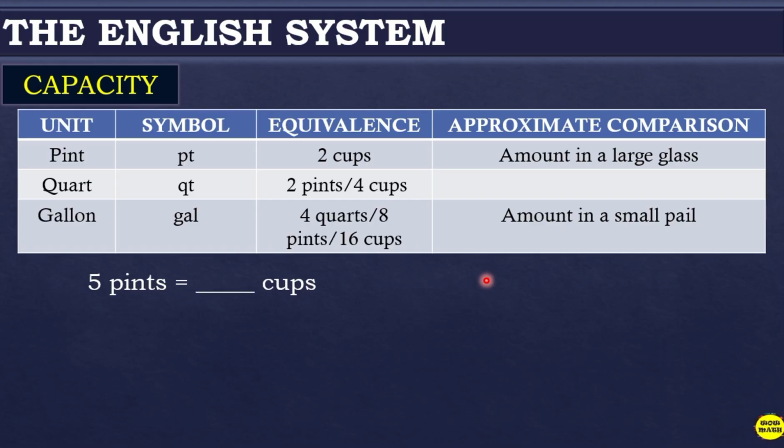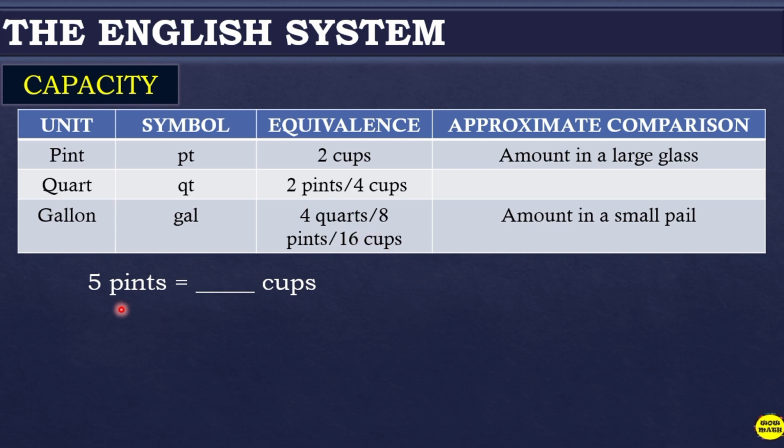So let's have an example. So I have here 5 pints. So again lagi tayong 1 dito. For every 1 pint, 2 cups. For every 1 quart, 2 pints yon, which is also equivalent to 4 cups. For every 1 gallon, that is 4 quarts, which is also equivalent to 8 pints or 16 cups.